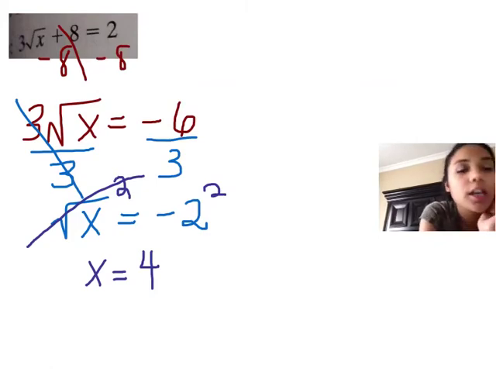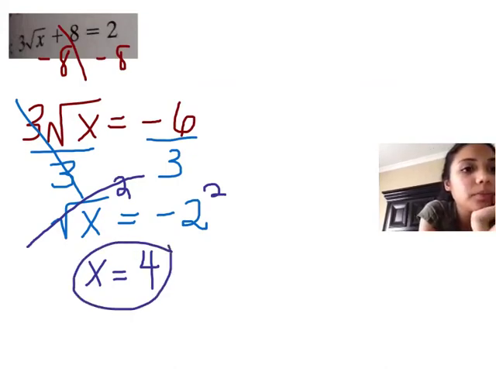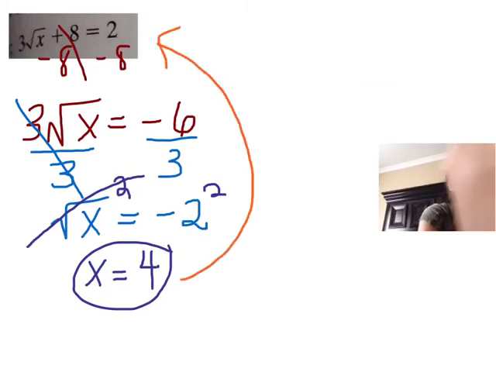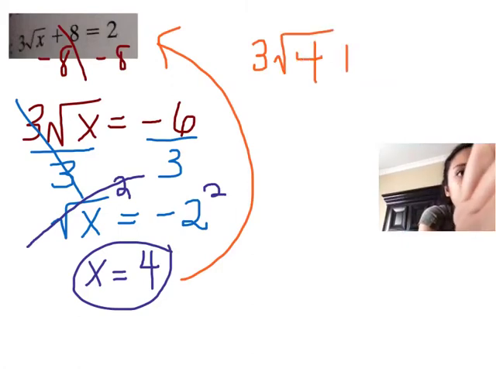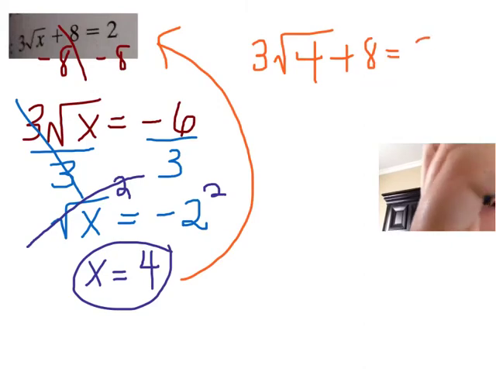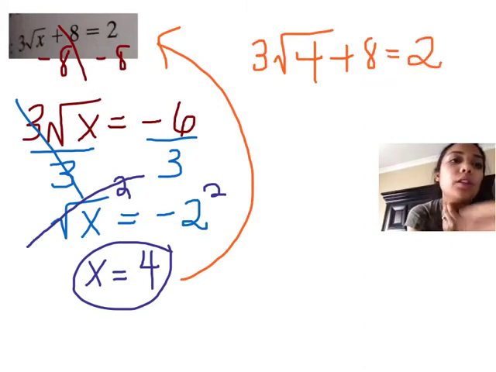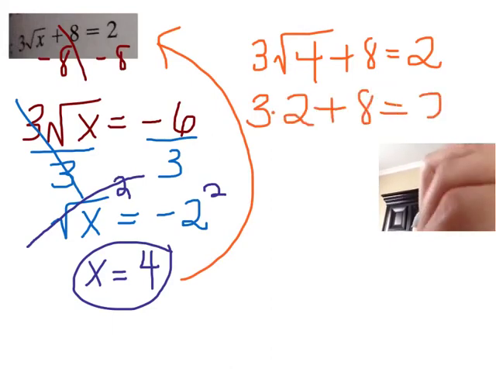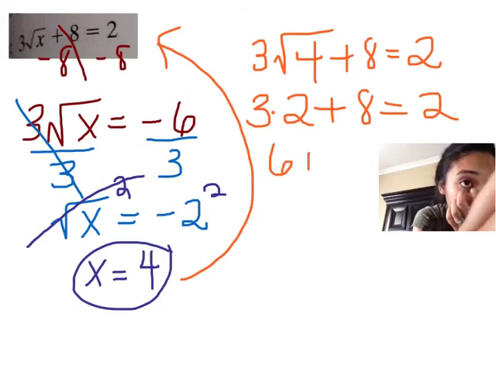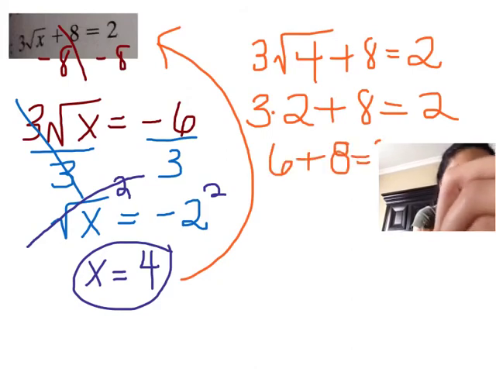Alright, so now I want you to check your solution because you always want to make sure that it works. If I were to plug it back in, if x equals 4, then I would have to go back to my original equation and go 3 times the square root of 4, because x equals 4, plus 8 equals 2. And I need to see if that's true. 3 times the square root of 4, the square root of 4 is 2, plus 8 equals 2. 3 times 2 is 6, plus 8 equals 2.